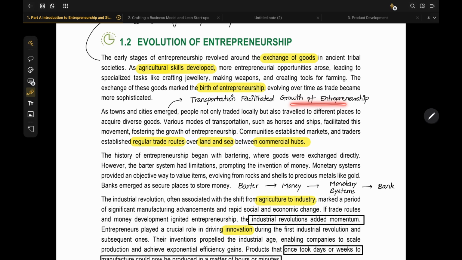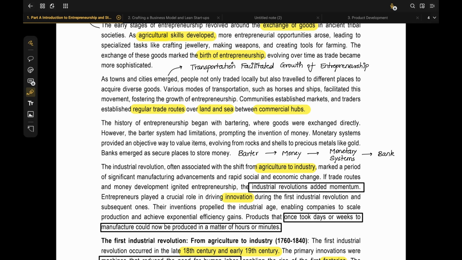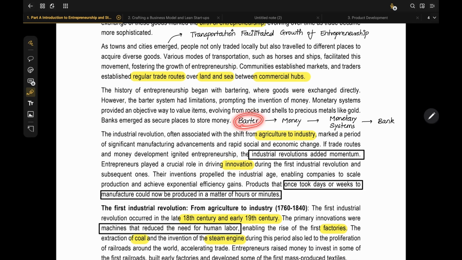So entrepreneurship grew very well because transportation was becoming easier. And then they developed trade routes like the Silk Route from China to India. Like that, many trade routes were developed, which also helped in growing entrepreneurship. And then we had first barter, and then we got money. We got the invention of money.